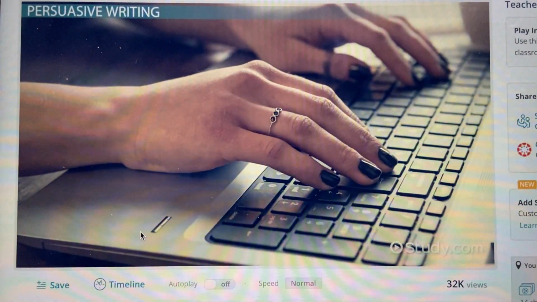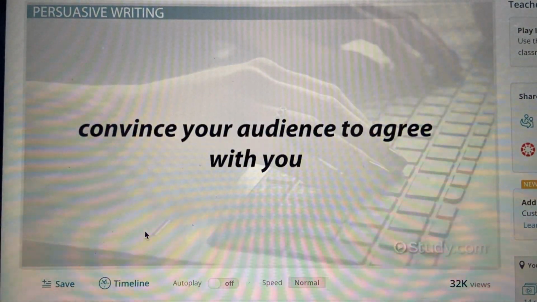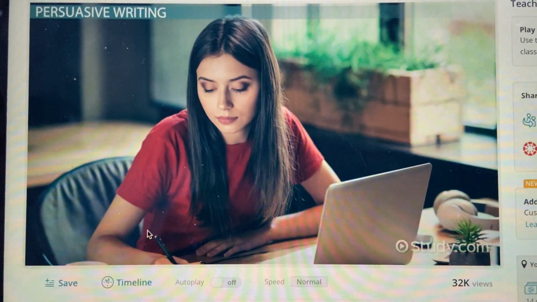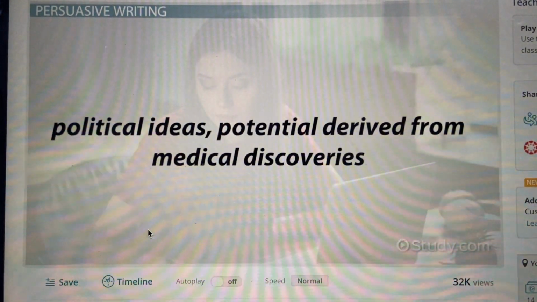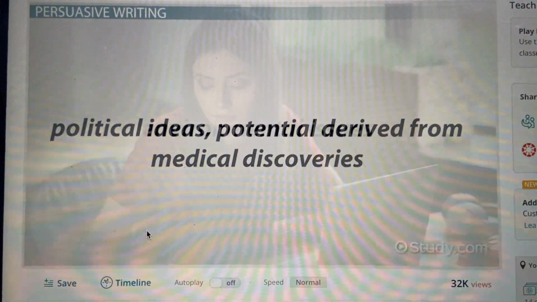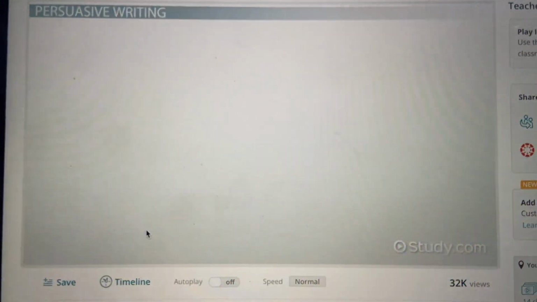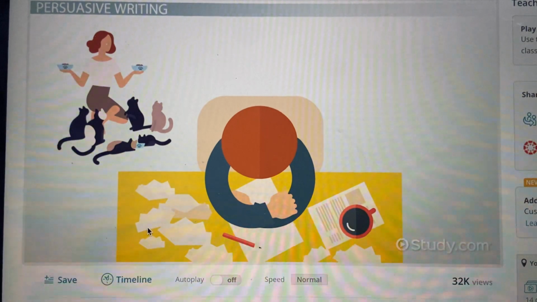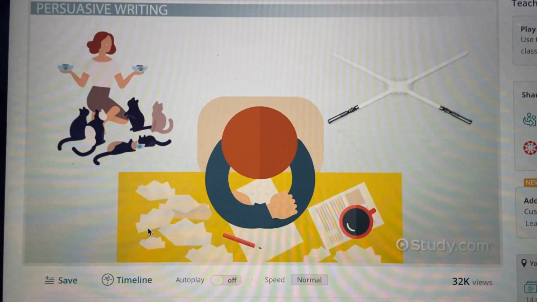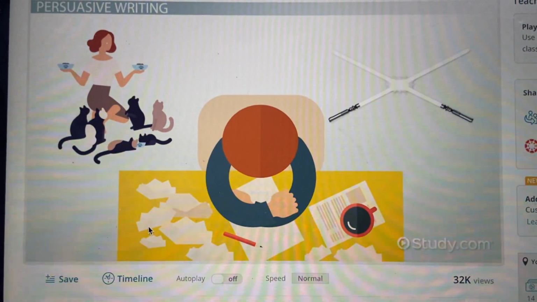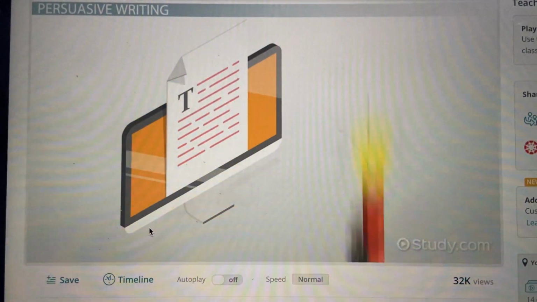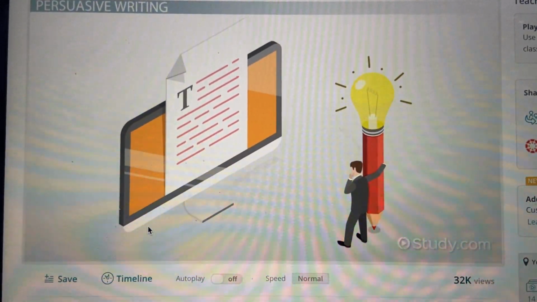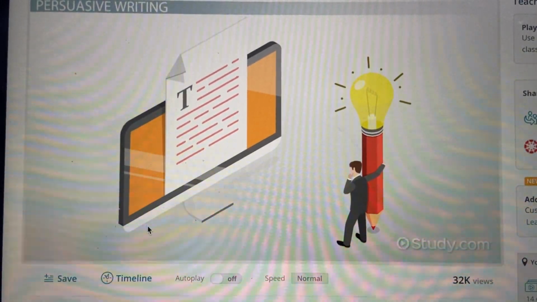Basically, in persuasive writing, you will want to convince your audience to agree with you. Popular topics that fall into persuasive writing include political ideas, potential derived from medical discoveries, and environmental issues. Though you could simply be writing about why your favorite animal for a pet is the best or why you love the most recent Star Wars film more than any other film this year. When you're writing a piece of persuasive writing, it is important to pick a topic you feel strongly about and have enough information to make your case.